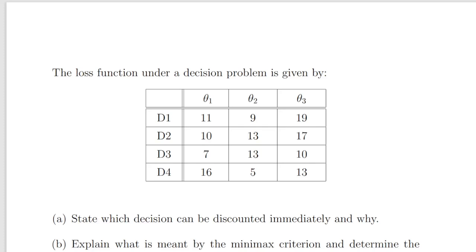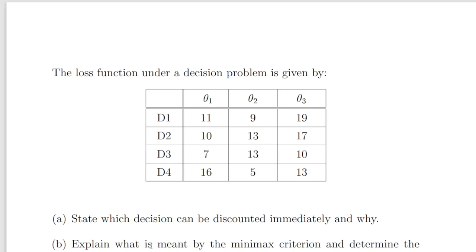Okay, in this presentation we're going to look at decision theory. So here we have a loss function under a decision problem, and we have 4 decisions and 3 scenarios. D1, D2, D3, D4 are the 4 decisions we can make, and we have 3 theta scenarios, theta 1, theta 2, theta 3. What we have in the table is the loss associated with each combination of the D and theta. Okay, so which of the decisions can be discounted immediately and why?